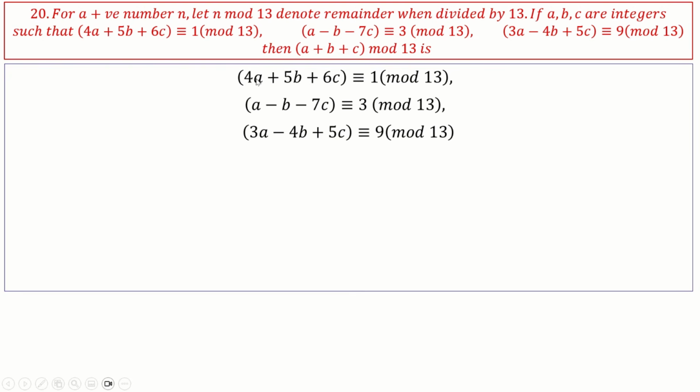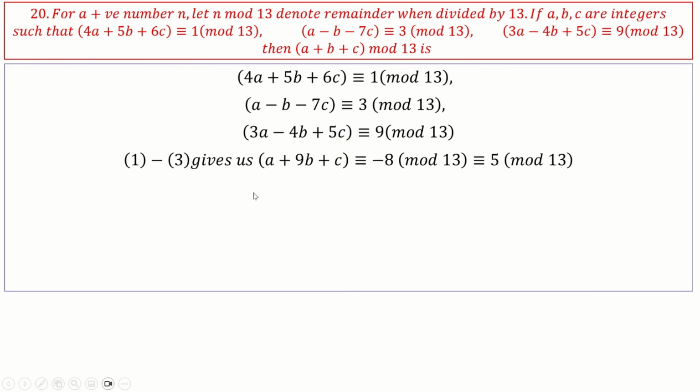Okay, so closest one I can see is basically equation 1 minus equation 3 gives me a plus 9b plus c congruent to 1 minus 9, which is minus 8 mod 13. In remainder theorem, minus 8 means the number with which you are dividing minus that number, right? 13 minus 8, which is 5. 5 mod 13, this means.